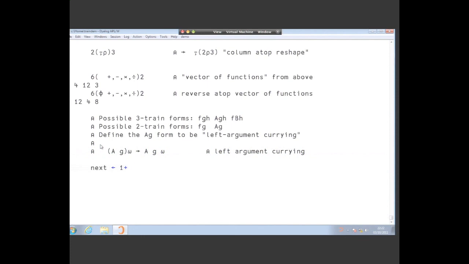So for example, I can define next to be 1 plus. That's a two-train, which I am defining, this AG form of two-train, to be left argument curry. So there's no conflict. And next of 3 is 4. That's just the successor function.